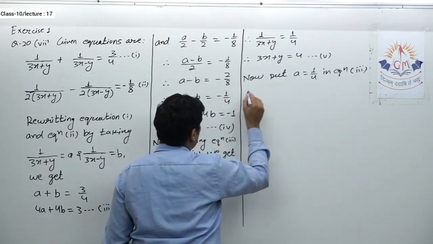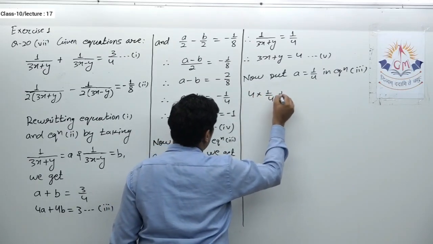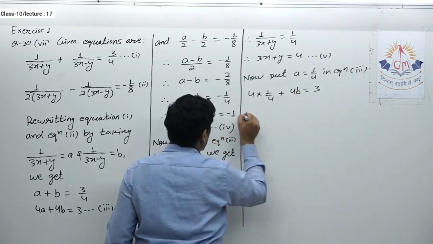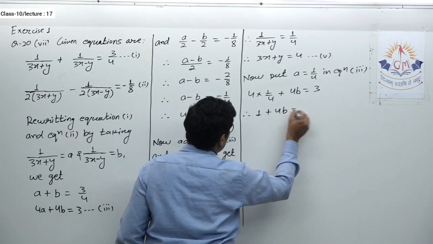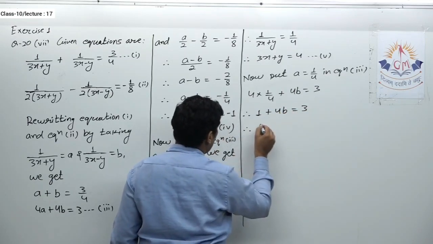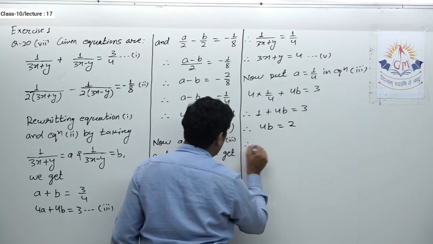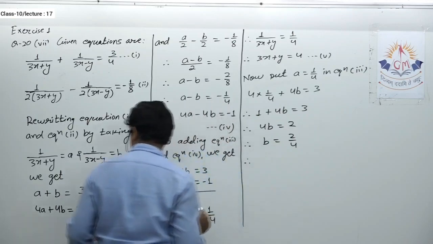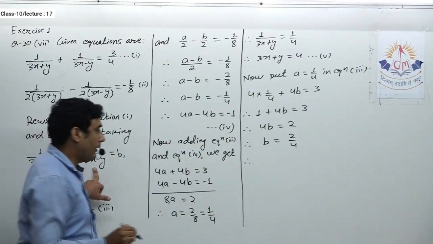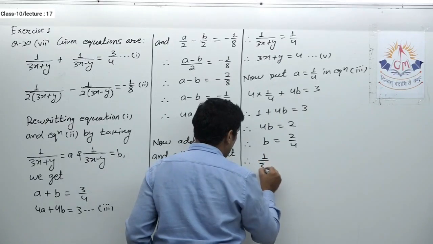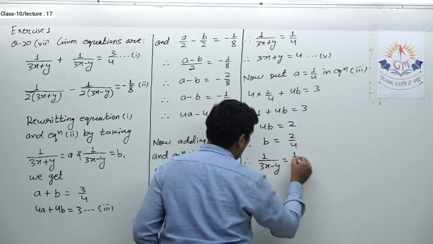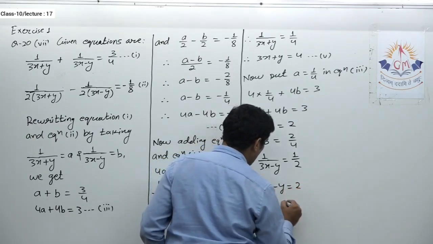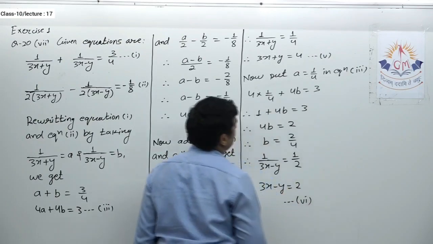So 4 multiplied by 1 upon 4 plus 4b is equal to 3. Therefore 1 plus 4b is equal to 3. Therefore 4b is equal to 2, and hence b is equal to 2 upon 4, that is 1 upon 2. Now what b was? B is actually 1 upon 3x minus y. Therefore 1 upon 3x minus y is equal to 1 upon 2, and hence 3x minus y is equal to 2. This is the equation number 6.